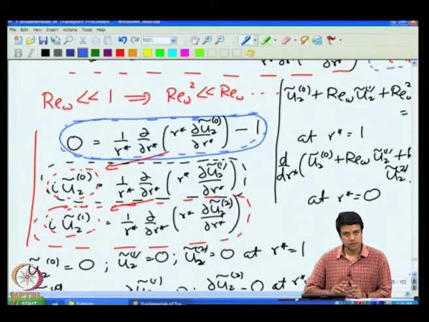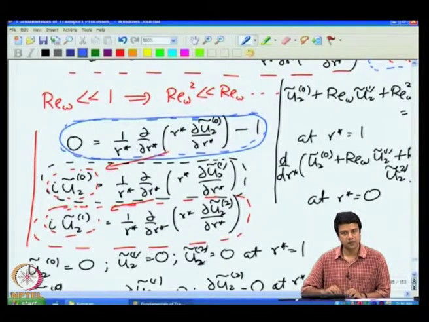One which is order 1, implying that it remains finite in the limit as Re goes to 0. Then I have the order Re equations proportional to Re omega in the limit as Re omega goes to 0. The next higher is the equation proportional to Re omega square, and so on. And in the limit Re omega going to 0, each of these individually has to be balanced, and from that I get a series and I can solve at each order in Re omega.